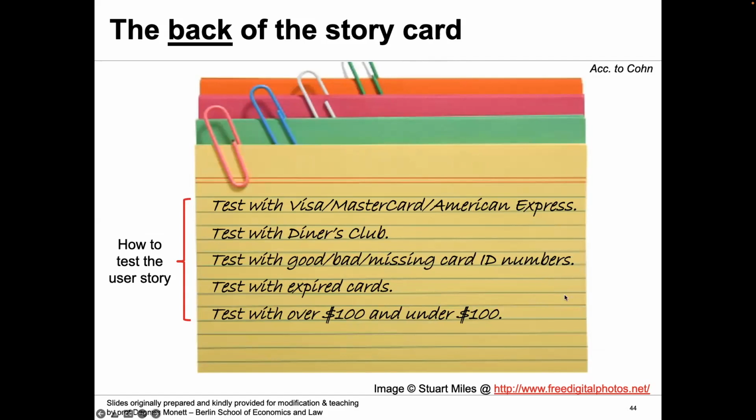Actually, both the conversation and the confirmation are part of the acceptance criteria. So in the acceptance criteria, you are focusing on how you are going to test the user story and how you are going to do a demo of that requirement to the client. So that's how the story card, the user story, works.